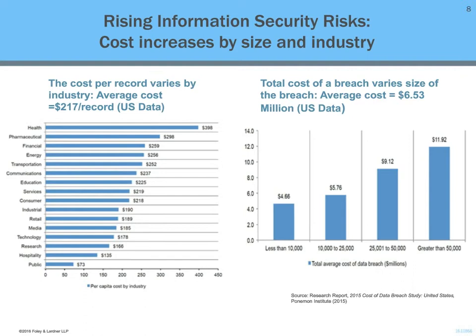So as you see, retail on the chart on the left is way down. In fact, it's even below the average of $217 per record. So it's healthcare as a target. And if you see the chart on the right, the average cost of a breach is $6.53 million. So again, if senior management is not on board with what your security folks think is appropriate and needed for your organization, these figures should go a long way in convincing them.